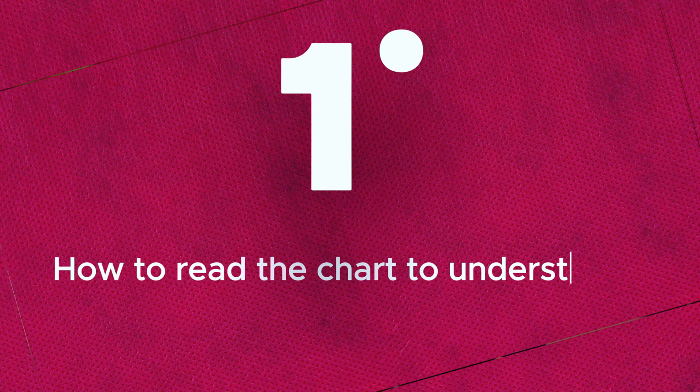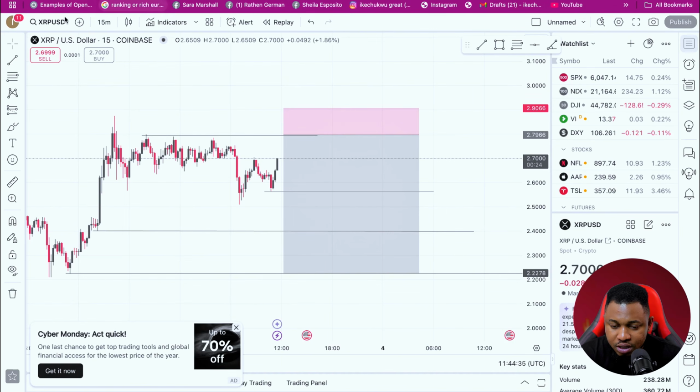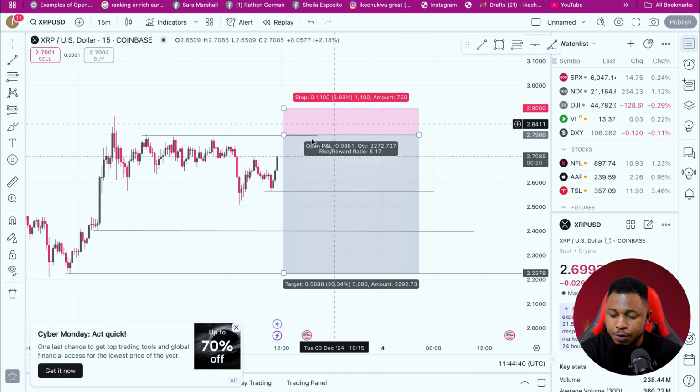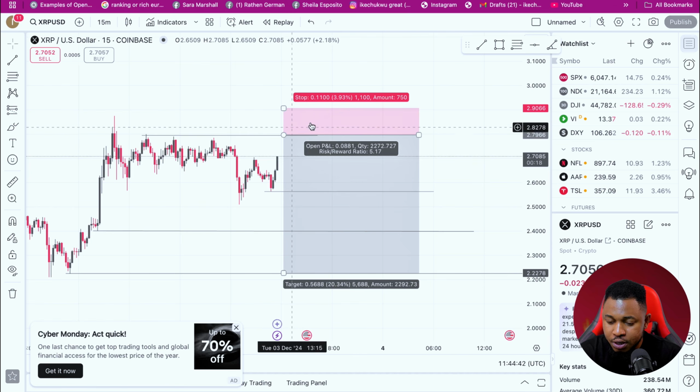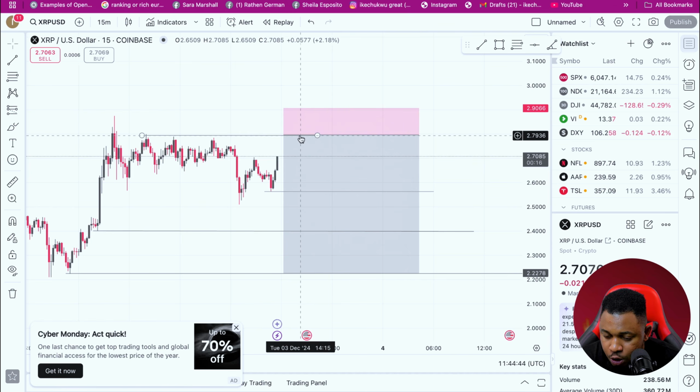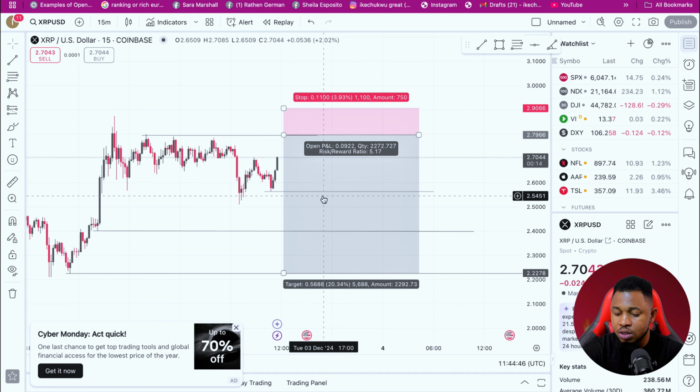And let's start with the first one, which is how to read the chart and tell what is your entry point and take profit. So let's use this as an example. This is XRP USDT and this is a 15 minutes time frame. And if you look right here, this setup is predicting that once XRP hits this point, it's going to start retracing below to this point. It simply means he's shorting the market.